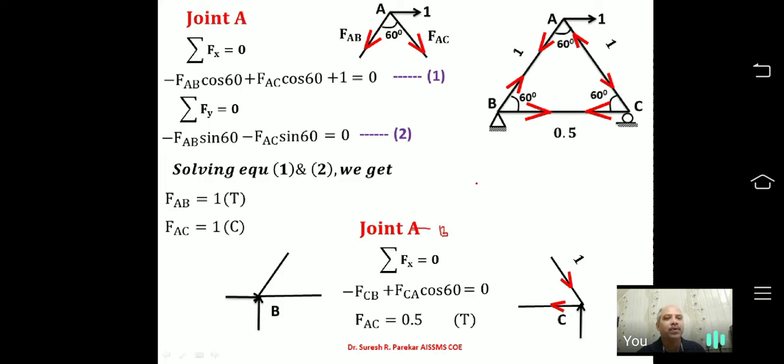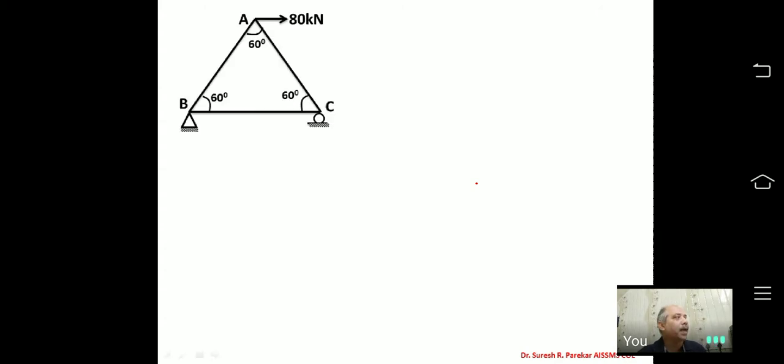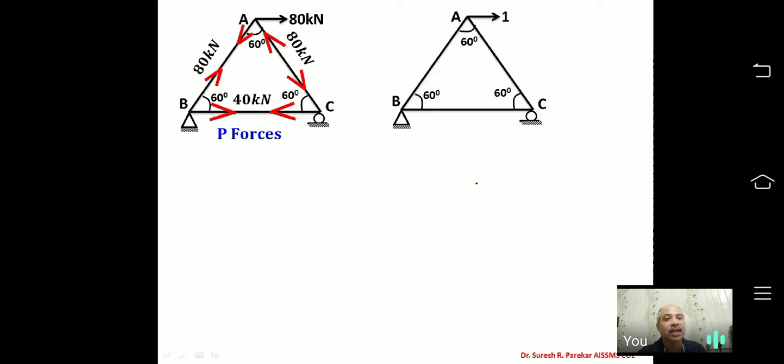Now we know the P forces, and we know the K forces. Our job now is to add the summation of PKL upon AE for all the members, and knowing this PKL upon AE, we get the deflection at joint A due to the external load of 80 kilonewton applied at A.